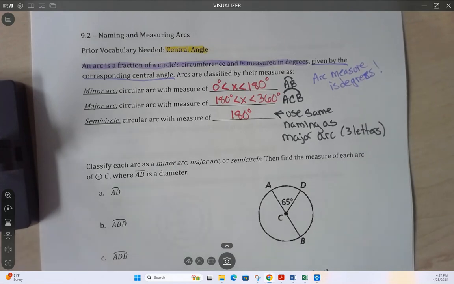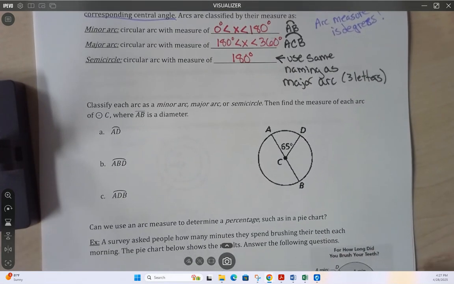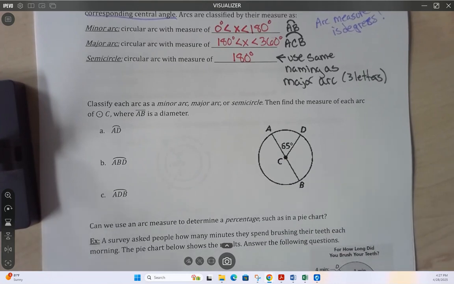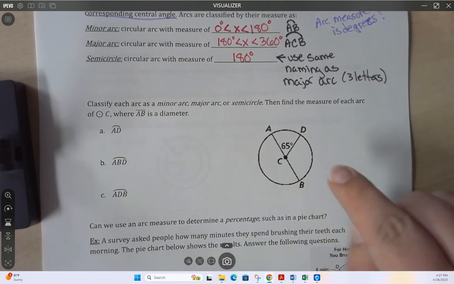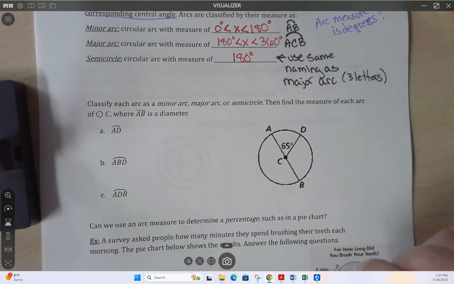So let's go ahead and just jump into this example. We are classifying each arc as minor, major, or semi, then finding the measure of circle C, where AB is a diameter. So they're specifying that's a diameter. We don't have to guess that it's straight through.